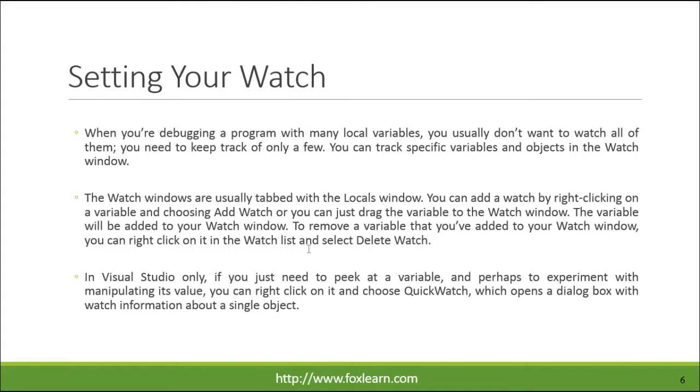When you're debugging a program with many local variables, you usually don't want to watch all of them, you need to keep track of only a few. You can track specific variables and objects in the watch window. The watch windows are usually tabbed with the locals window. You can add a watch by right-clicking on a variable and choosing Add Watch, or you can just drag the variable to the watch window. The variable will be added to your watch window.